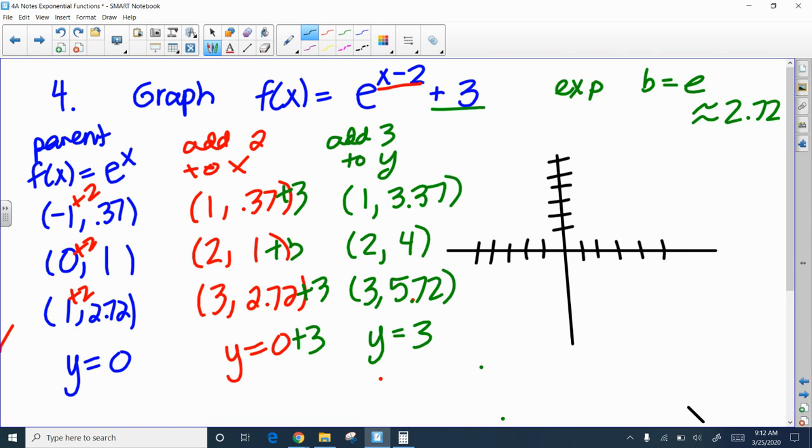So I'm going to start with my asymptote first. Remember, that is a horizontal line. It's crossing the y-axis at 3. All right, and then let's plot our points. So 1, 3.37 is like right here. 2, 4. And then 3, 5.72. And then draw in our exponential growth function.